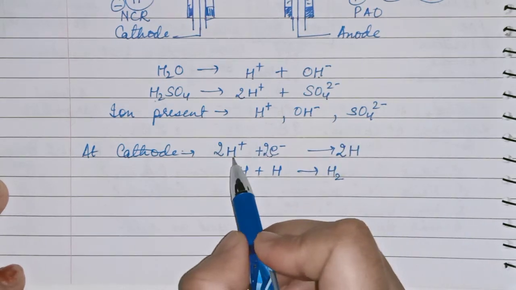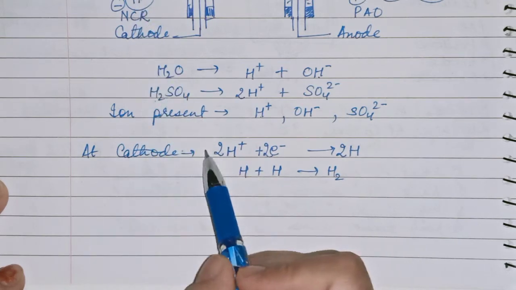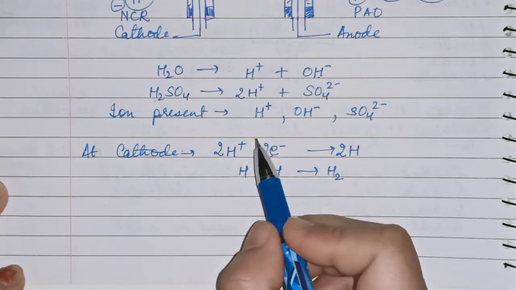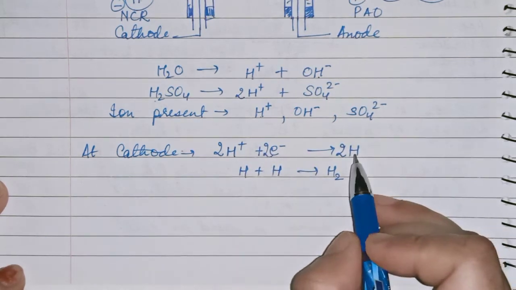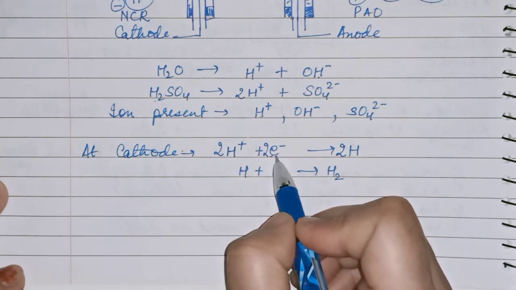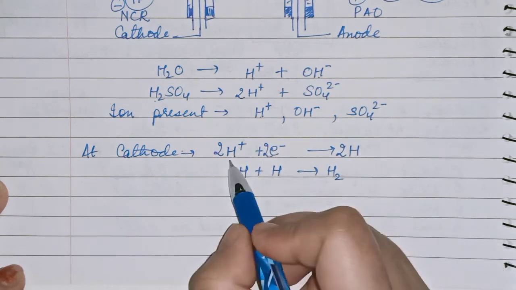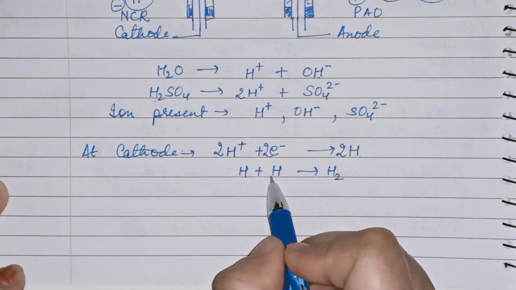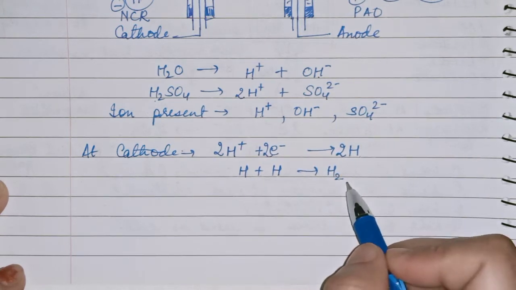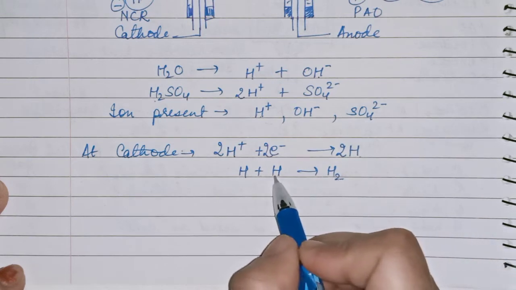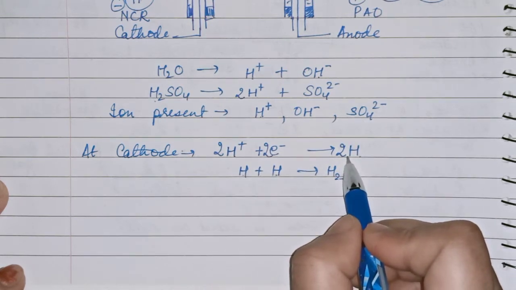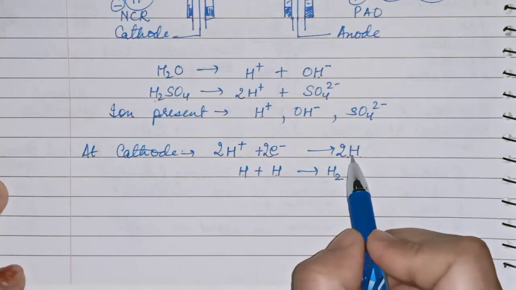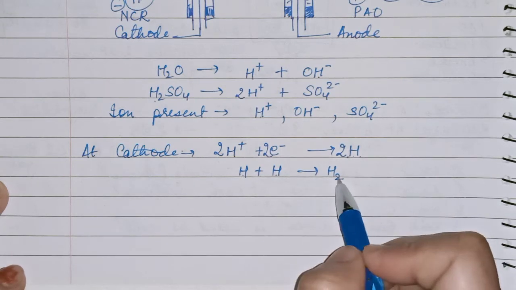See one more time. At the cathode, H plus ion is coming. Plus means one electron less than the neutral atom, so we will add one electron here. After getting one electron, H plus becomes H, but H cannot exist independently. So H plus H gives H2. H2 gas can exist as diatomic, so we are taking 2H. So we will multiply the equation by 2. Now it is a balanced equation.